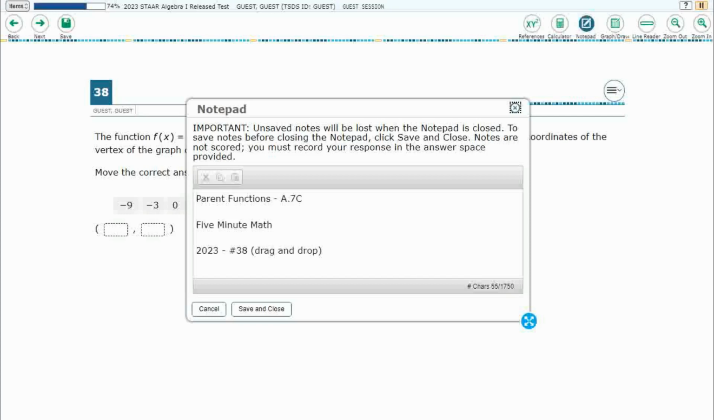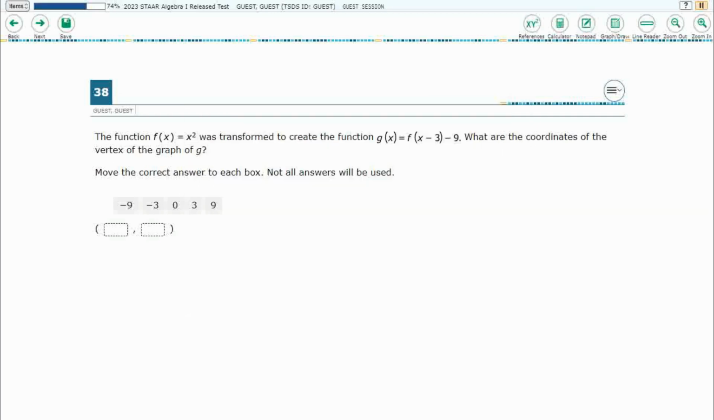Today we are looking at the Algebra 1 concept of parent functions. This is standard 8.7C in the great state of Texas, and we're using item number 38, which is a new item type called drag and drop of the 2023 released STAAR test. If you haven't done so already, please take a moment to pause the video, work this problem out on your own, unpause it, and we will look at our answers together.